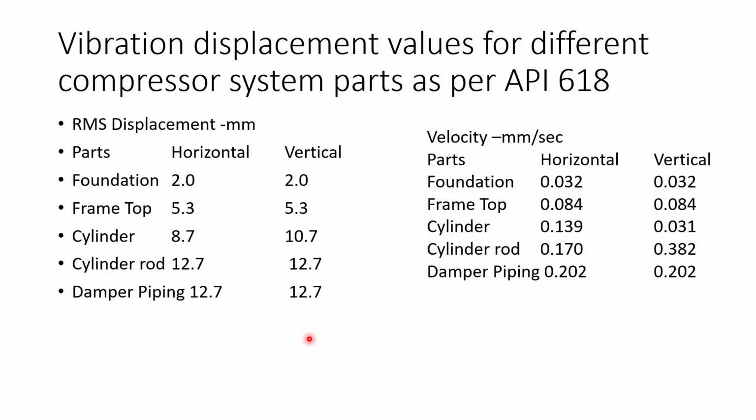As per the API 618 standard, I have given the maximum values for different vibrations, for both horizontal and vertical. Velocity is given in millimeters per second. All the readings are given, so you can keep a record of it and compare your machine with that. The values are given in RMS displacement as well as in velocity.